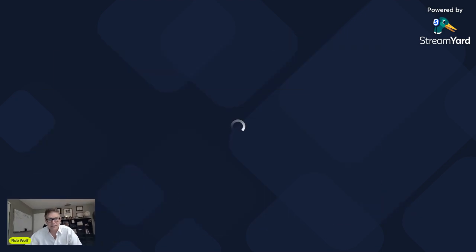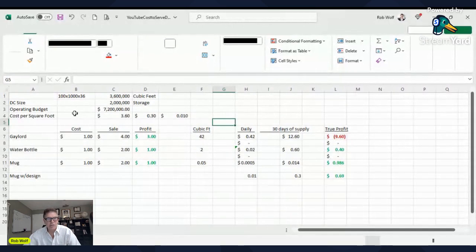Okay, so let's get here. So that distribution center, let's say it was 100,000 square feet. Okay, 100 by 1,000, and it's 36 feet high. That's 3.6 million cubic feet. Let's just say for conversation's sake, the storage area where you have it is 2 million cubic feet. The rest is, like I said, aisles, shipping and receiving, office area. And your operating budget is $7.2 million. That's $3.60 a year, 30 cents a month, and a penny a day per cubic foot.